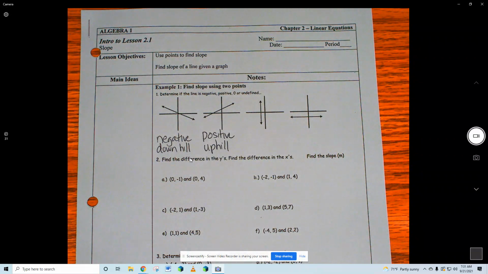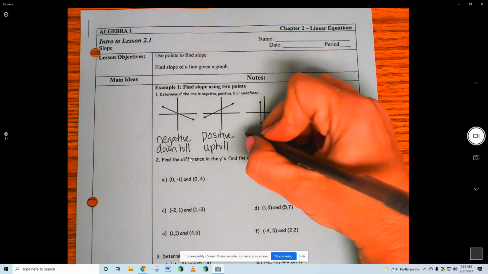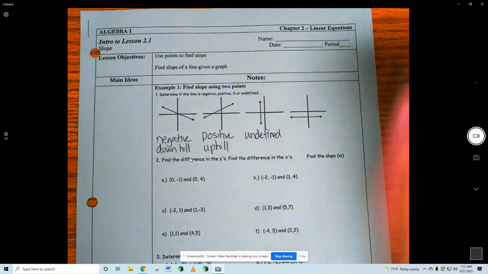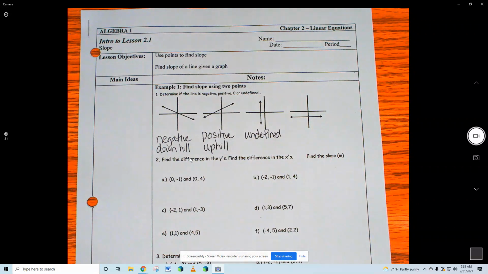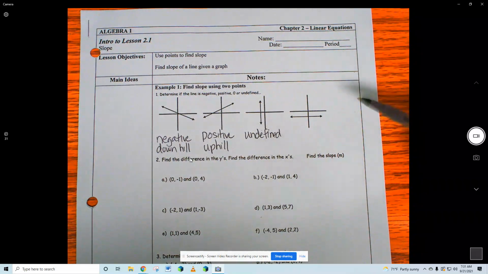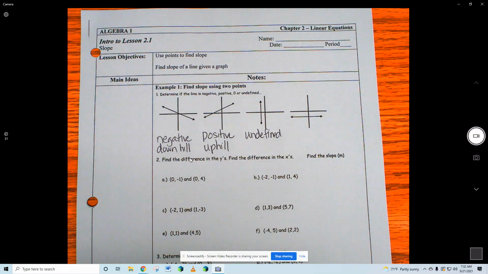Okay, now these two. These two are probably new to you, but it's okay if you don't know them. This line that goes up and down, it is called undefined. And if you think about it, if you can't walk on it, that would be an undefined line. You couldn't ride a bike on this line. It's straight down. They don't even make roller coasters that are exactly straight, because you've got to flatten out at the bottom.